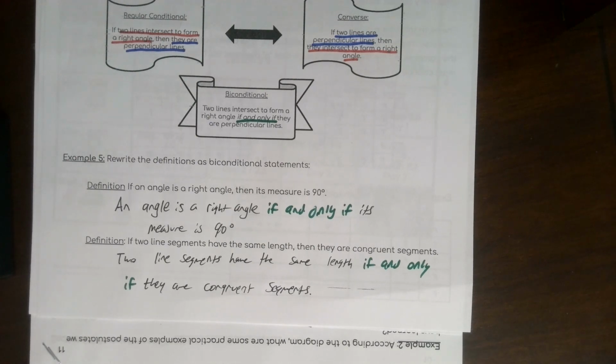How'd you do? An angle is a right angle if and only if its measure is 90 degrees, because it works both ways. Two line segments have the same length if and only if they are congruent segments, again because they work both ways.